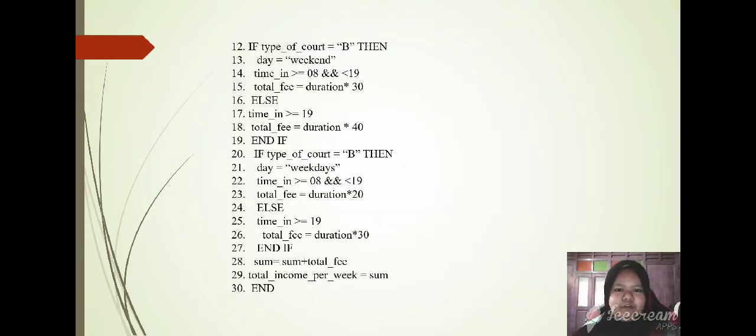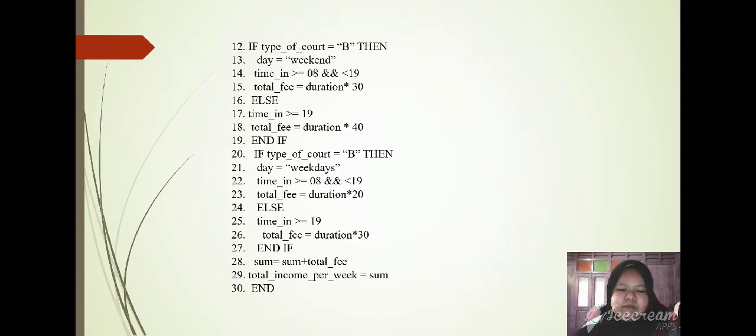Next, if the type of court is B and it is on the weekend and the time in is within 8 until 19, the total fee will be duration multiplied by 30 ringgit. And if the time in is more than 19, the total fee will be duration multiplied by 40 ringgit. And if the type of court is B and it is on the weekdays and the time in is within 8 until 19, the total fee will be duration multiplied by 20 ringgit. Else, the time in is more than 19, the total fee will be duration multiplied by 30 ringgit.